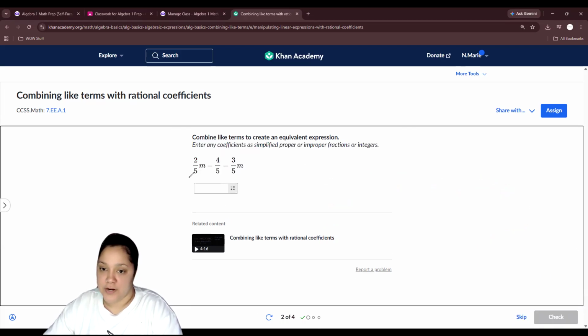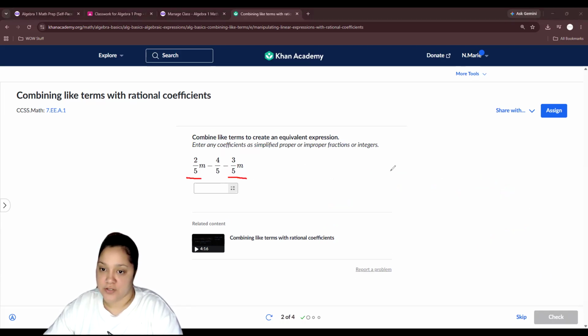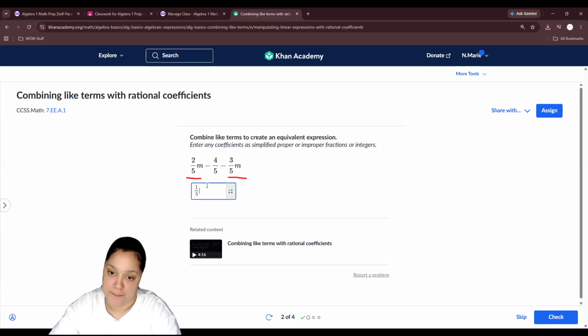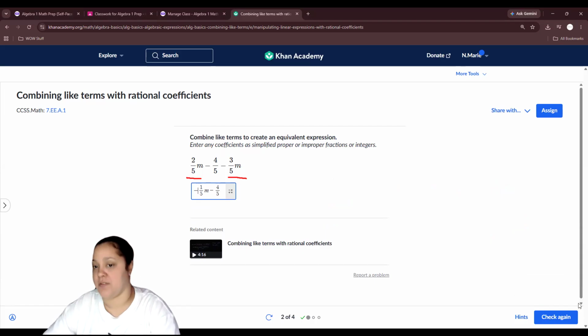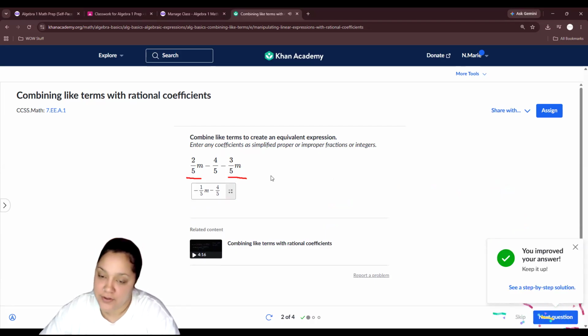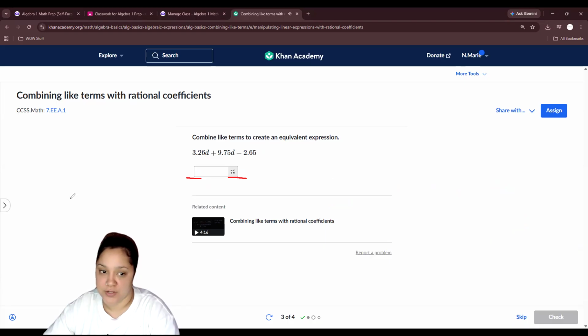All right, we have some fractions. M's go together. So this is 2/5 m minus 3/5 m. Well, 2/5 minus 3/5 is negative 1/5 m. And then the negative 4/5 stays as is. Sorry, this is a negative 1/5. Like I said, I just didn't type the negative. So careful of the integers. Make sure you're putting your integers where they need to be. And so you can combine.